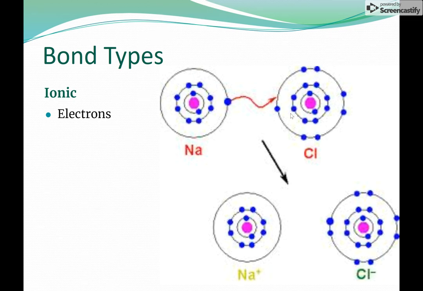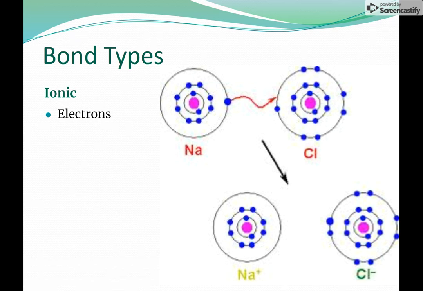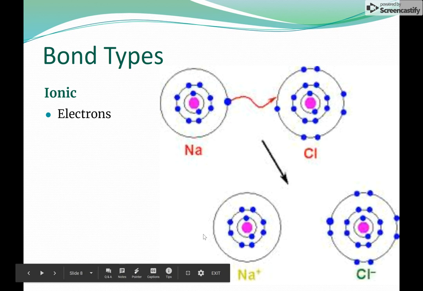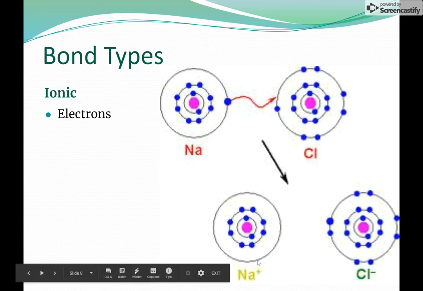The electrons move, and then the overall charge on the element is now different. This is because the protons and the electrons are no longer balanced. They're no longer the same. Remember, we talked about electrons and protons being the same number in a base atom. But now this electron's moved, and so now we have more protons than we have electrons in the sodium ion, and we have more electrons than we have protons in this chlorine ion.